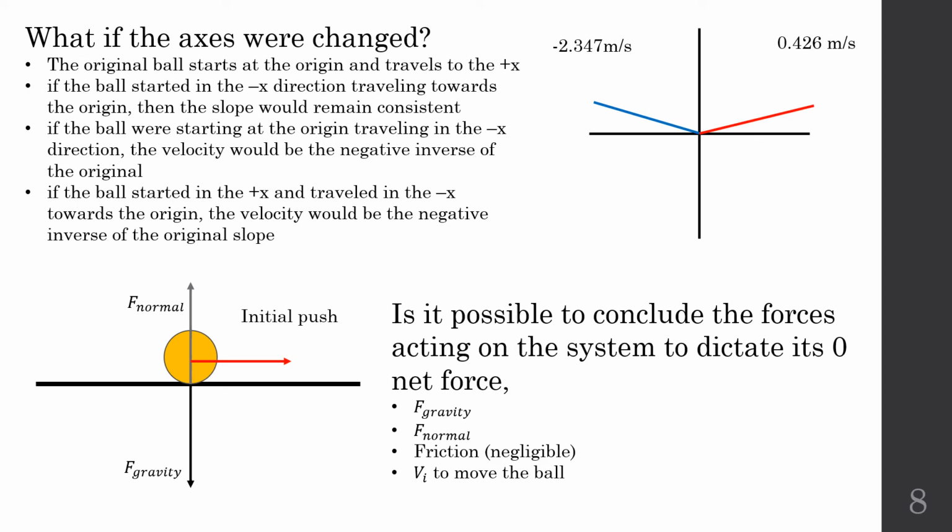And then going off of that, another question that we addressed was determining what forces were acting on the system to indicate a net force of 0, which we found by understanding the force of gravity and the normal force. And then there was also some friction that was negligible because the number was small, and the only initial force that was actually applied was to get the ball moving, but after that the constant velocity proves that there is no acceleration, therefore no force.